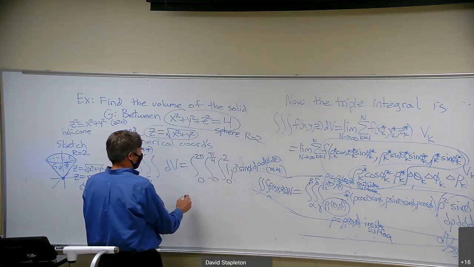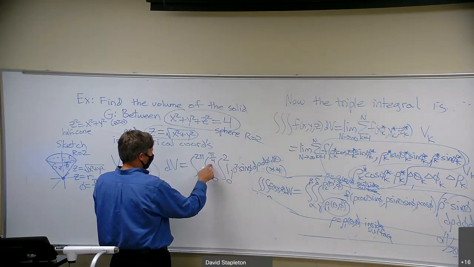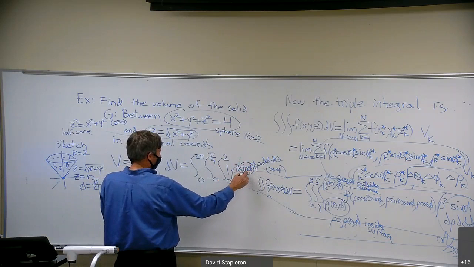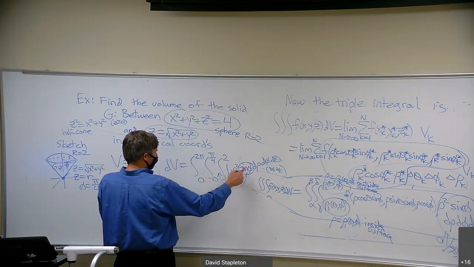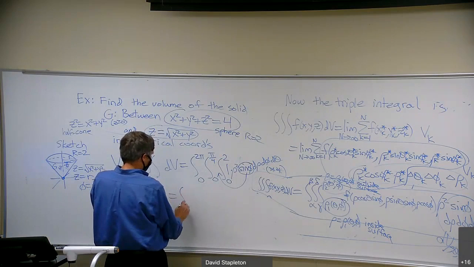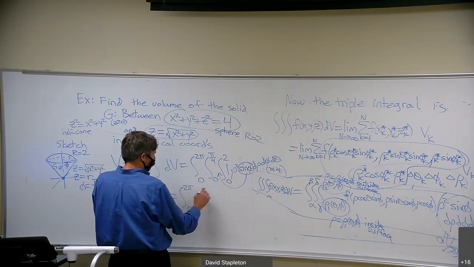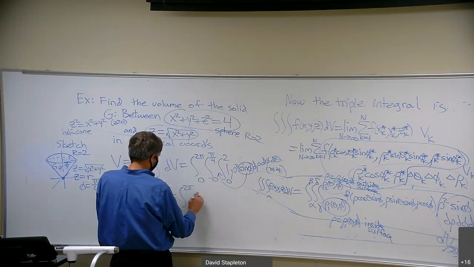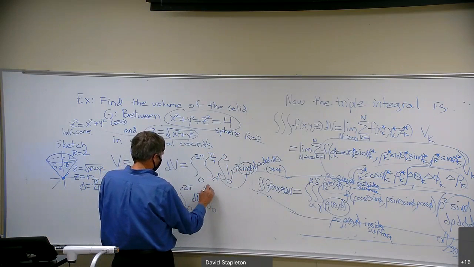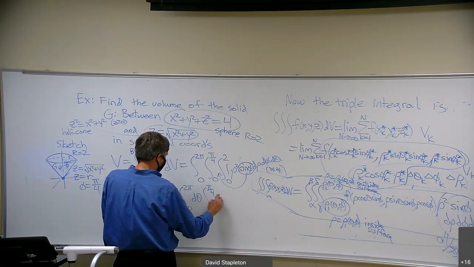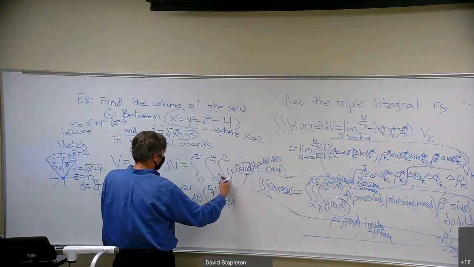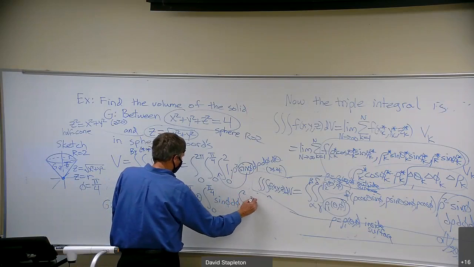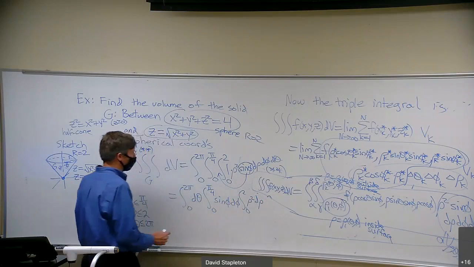So here's what I have to evaluate. But now look, since these are constant endpoints, I can pull the sine phi out of the rho integral, right? It slides out. In other words, I can pull constants out and write this as the integral from 0 to 2 pi of d theta, times the integral from 0 to pi over 4 of sine phi d phi, times the integral from 0 to 2 of rho squared d rho. So it decouples into the product of three integrals.